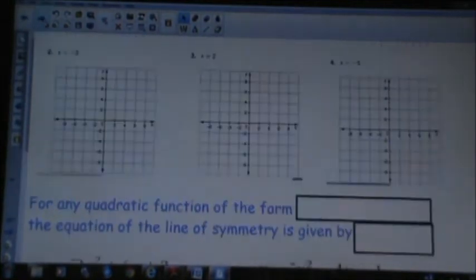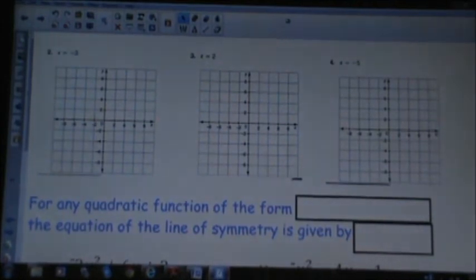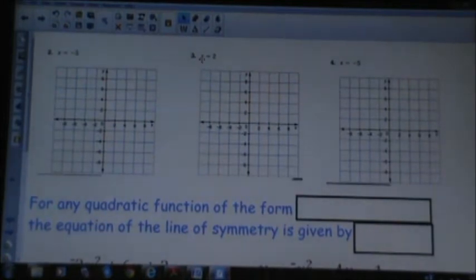So before we start to find out how exactly to find that line, I want you to pause the video and graph these three graphs right here. Let me give you about 10 seconds and then I'm going to show you the answer. Now these are linear equations here: x equals -3, x equals 2, x equals -5.